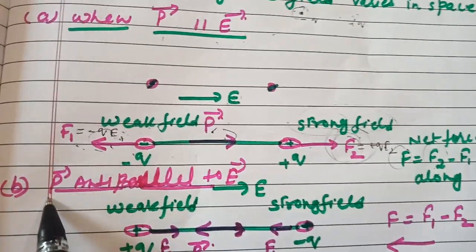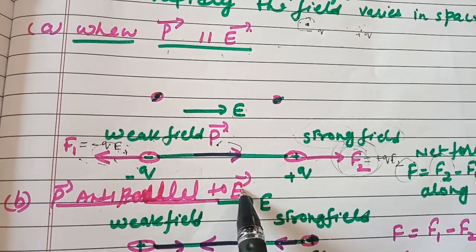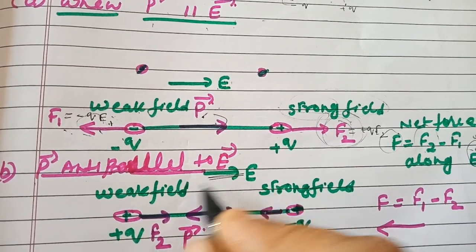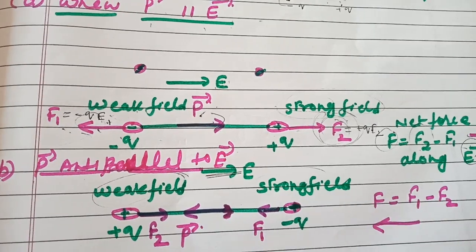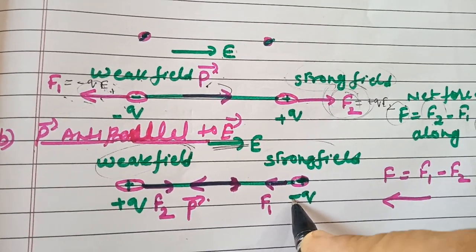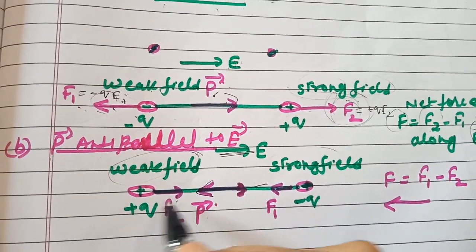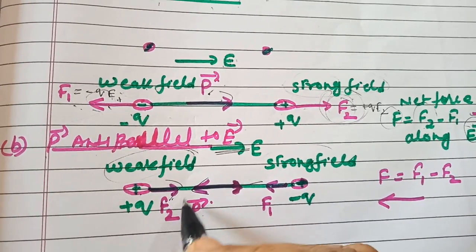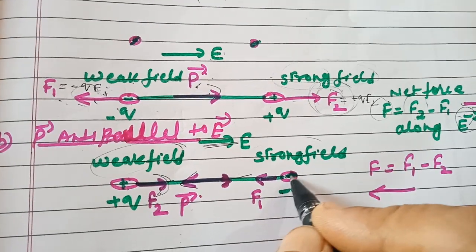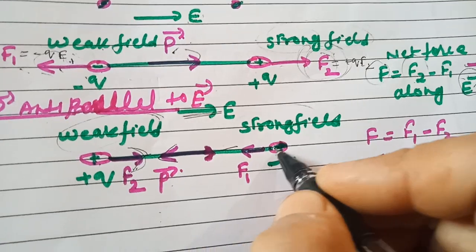Now the second case, when P is anti-parallel to E, meaning the dipole and the electric field are placed opposite to each other. This is the direction of the electric field, this is the weak field region and this is the strong field region. The plus q charge is now here and the minus q charge here, because both are placed anti-parallel. So this will be the direction of the electric dipole moment. This is the direction of F2 on the plus charge, the force away from the charge, and this is the force on the minus q charge.